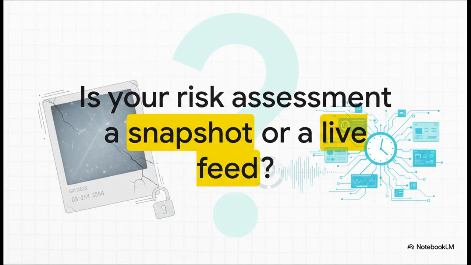So the next time you look at a risk assessment, just ask yourself this one question. Is what I'm looking at a dusty old snapshot, or is it a live feed? Because believe me, the answer to that question can make all the difference in the world.